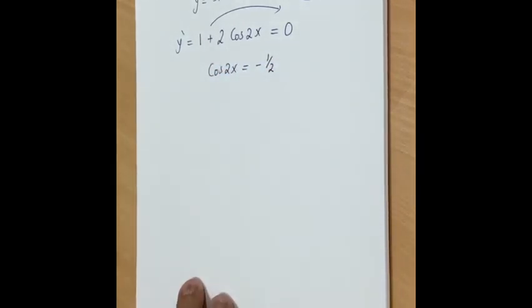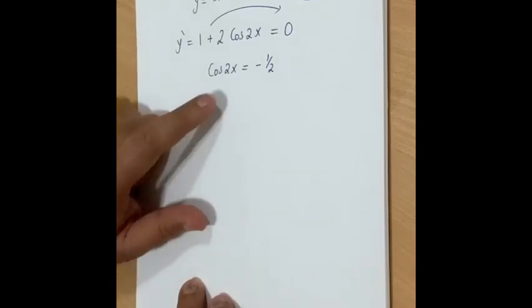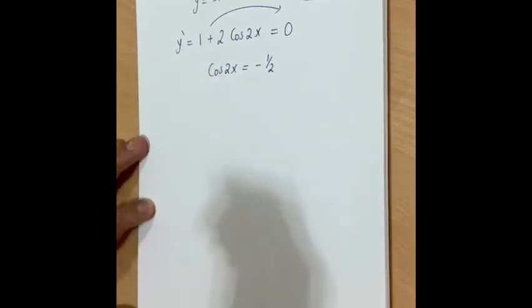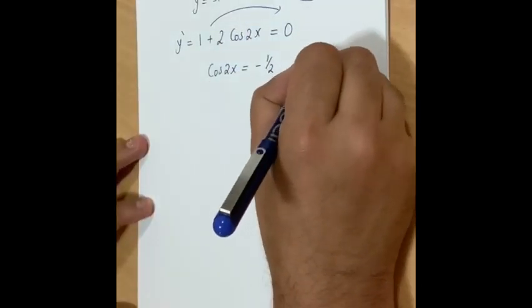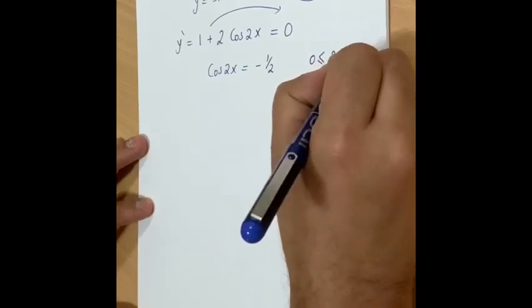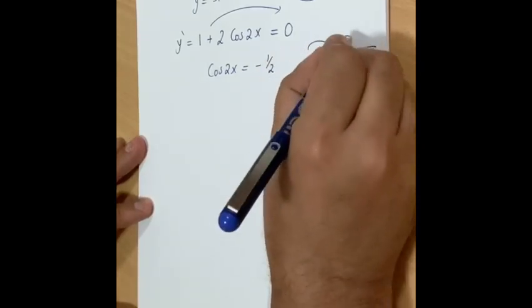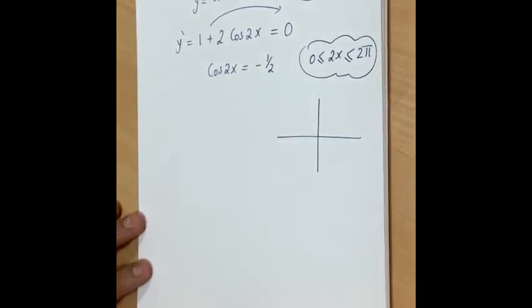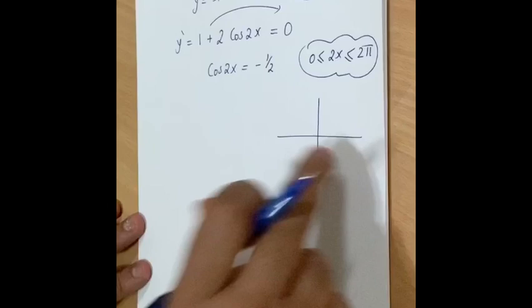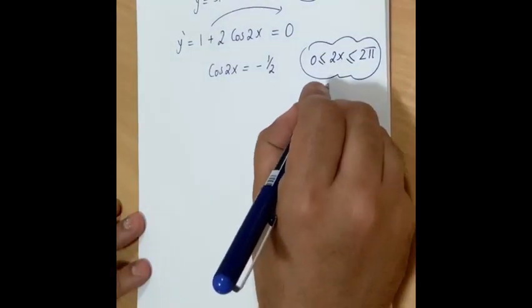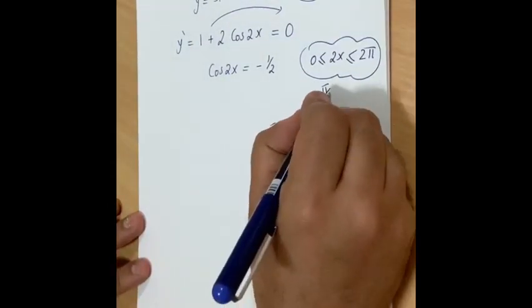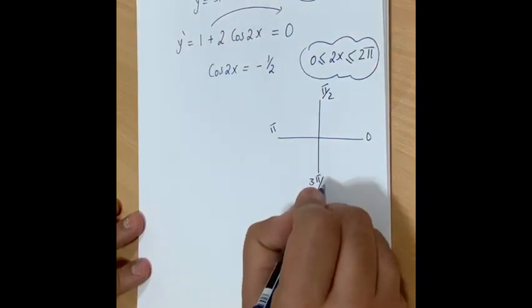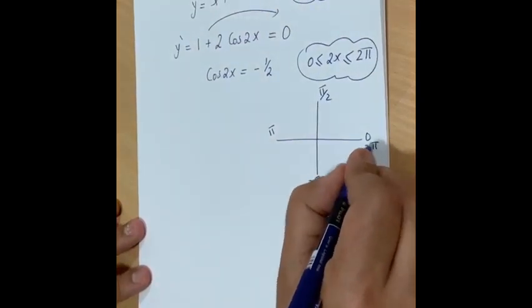If you remember what we did in semester 1 in trigonometry, we're supposed to change the range which is given to you because you have double the angle. So the new range is from 0 to 2 pi, which means we have to walk in 4 quadrants. Quadrant 1, 2, 3, 4. 0, pi over 2, pi, 3 pi over 2, and 2 pi.